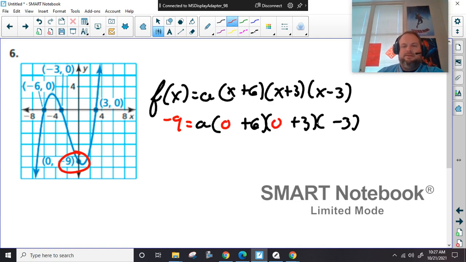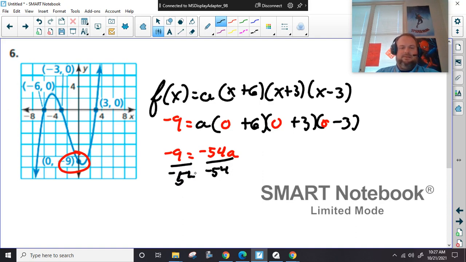And 0 goes here and here and here. So I have -9 equals, let's see, 6 times 3 is 18 times the -3 is -54. And then when we divide by -54, if I could write, nope, not 6. 54 divided by 9 is 6. Yes, 1/6.